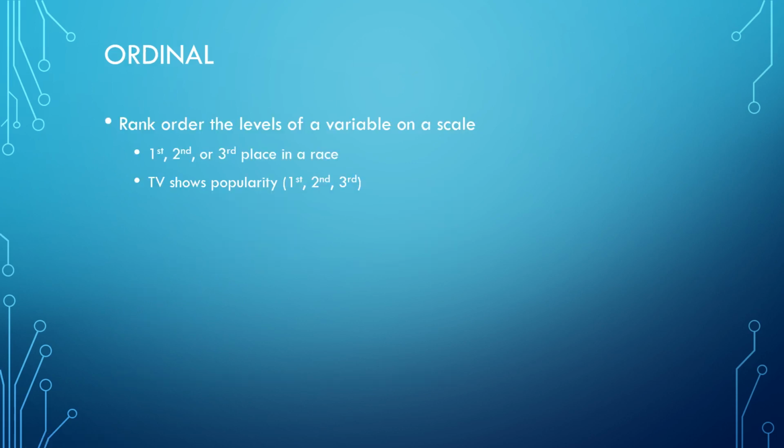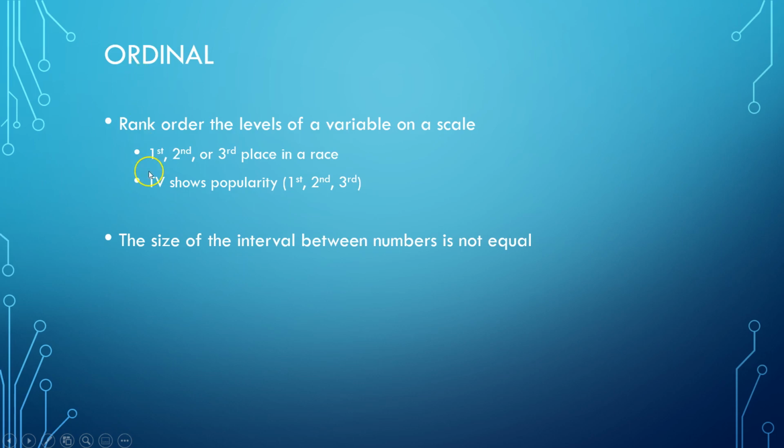Now, ordinal, this is the idea of rank order. Ordinal, rank order, first, second, third place. And that's really the best way to think about it. There are numbers, because first, second, third are numbers to some extent, but they're not actual numbers that you can do math with. You can't add up first place plus second place and get third place, if that makes sense.